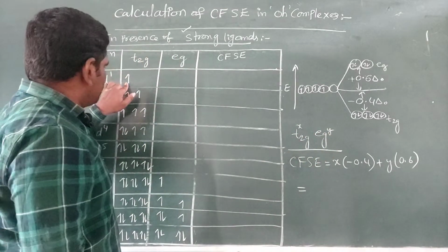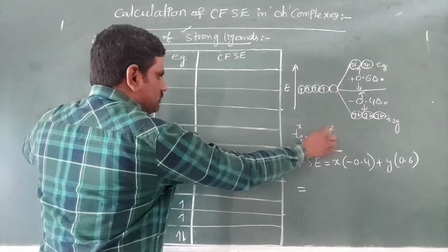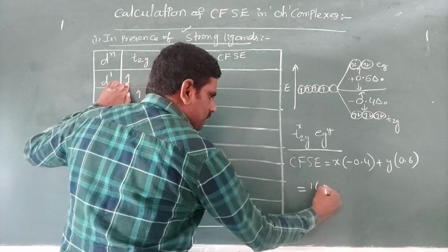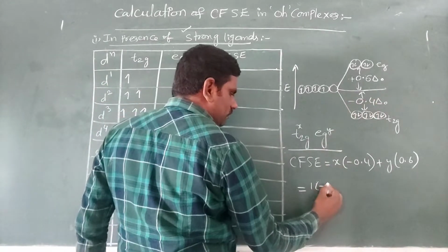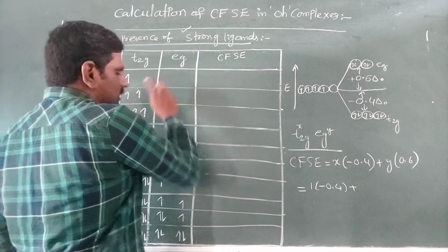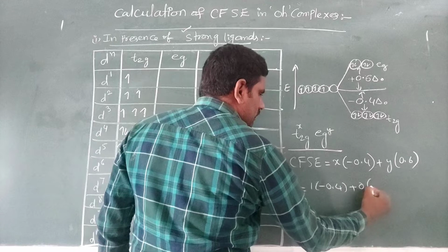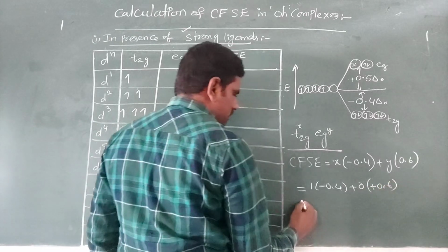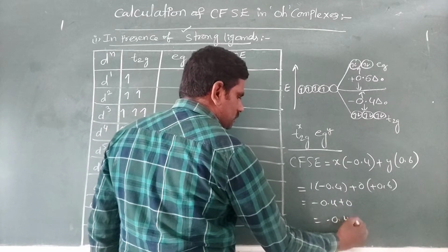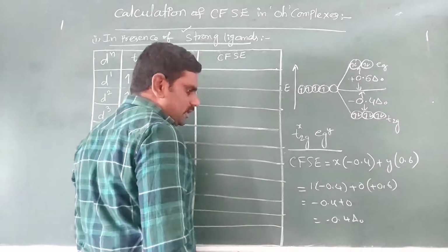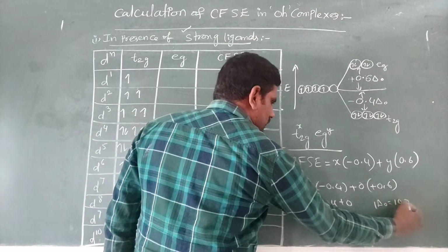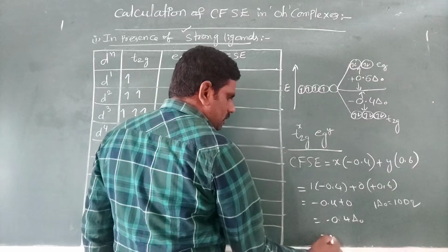In the first case, students, t2g^1 eg^0. t2g^1 means I substitute 1 in place of x. What is the t2g value? Minus 0.4, plus y, how much is y? Eg electrons 0 here, plus 0.6. The calculation: minus 0.4 plus 0 equals minus 0.4 delta naught. In the form of Dq, 1 Dq equals 1 delta naught equals 10 Dq, meaning minus 4.